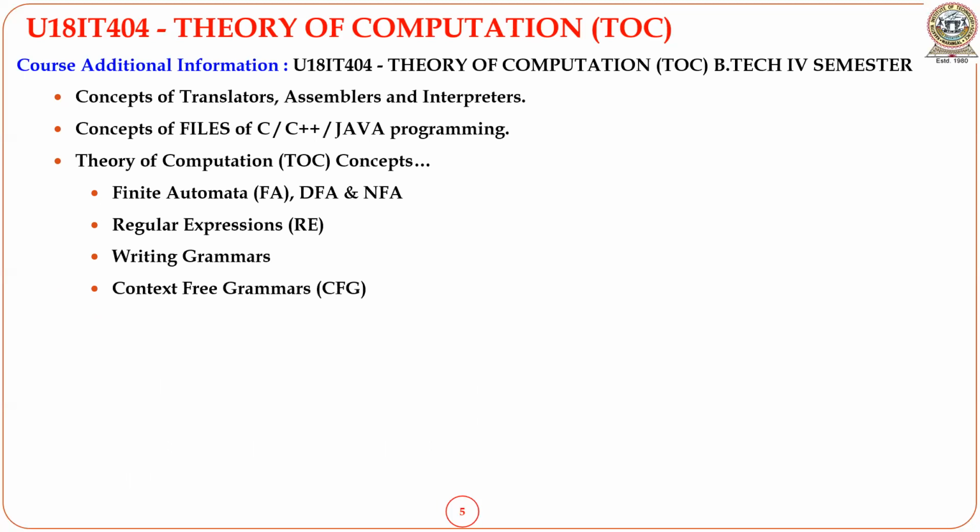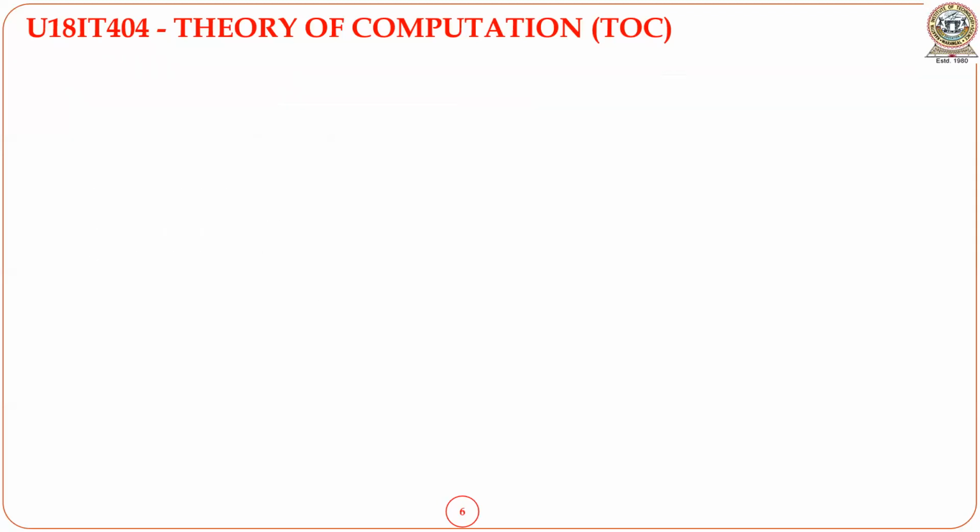Right. So the additional information for this one: it's a basis for translators, assemblers, interpreters, and file concepts in Java, C, C++, and some concepts in TOC. These are the main concepts of theory of computation: finite automata, deterministic finite automata, non-deterministic finite automata, regular expressions, writing grammars, context-free grammars. These are the main important concepts of this course.